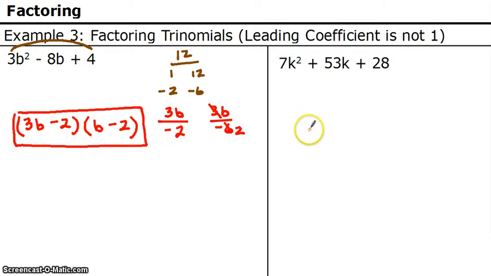All right, give this second one a try on your own. Then unpause the video when you're done with that and see if you got it right.